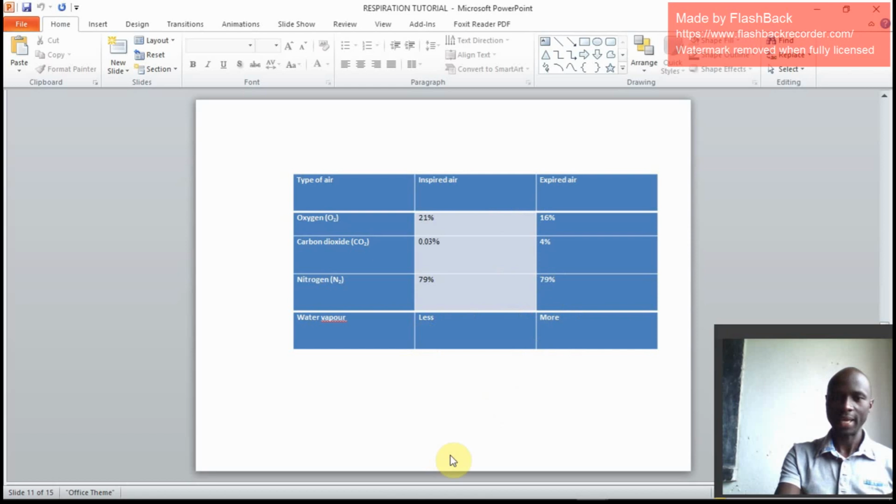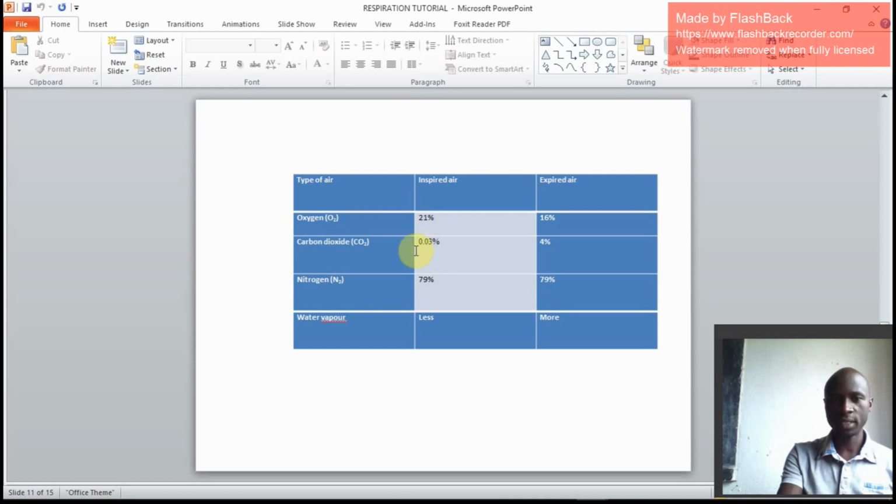Why? The changes stem from respiration. During respiration, food is broken down by oxygen. Part of the oxygen is used to break down food, and that's why it reduces from 21 to 16. There is oxidation of food to release energy, carbon dioxide and water vapor. Part of the oxygen is added to food, therefore it has to reduce. So why does it reduce? Part of the oxygen is used during respiration.